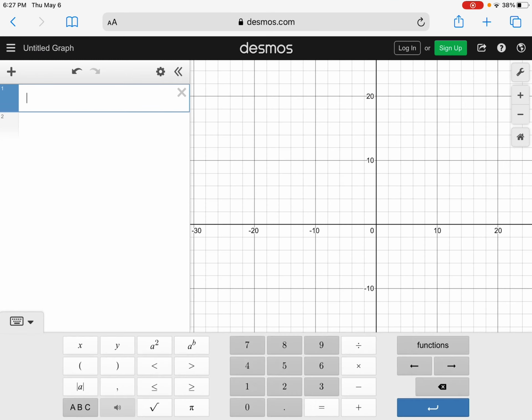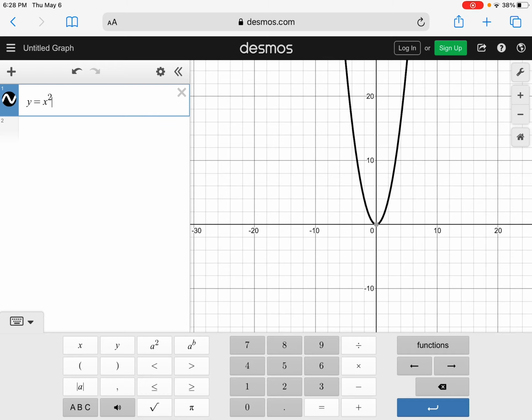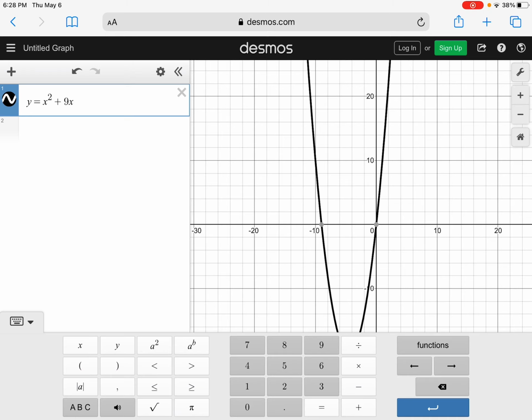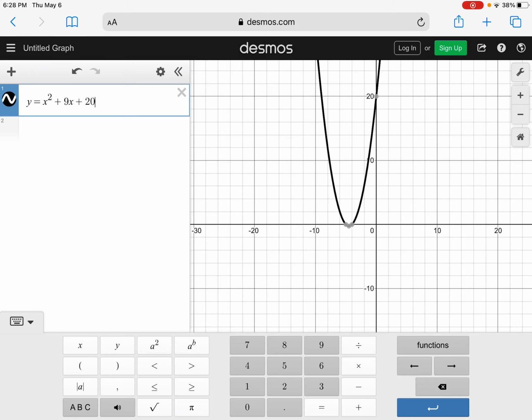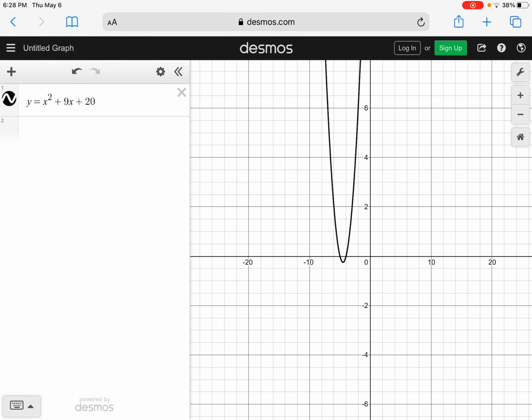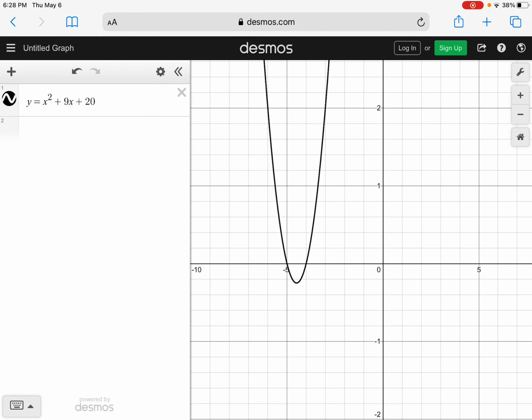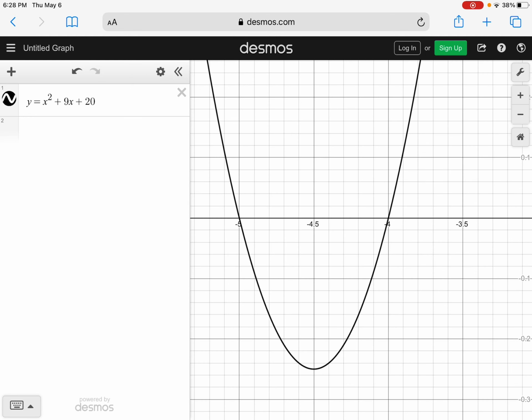Y equals x squared plus 9x plus 20. Whoa, and you're like, look, sir, I can't see what's going on. It looks very tricky, right? So I'm going to zoom in and zoom in and zoom in some more. And like, oh, now I got you now. So it's -5 and -4.